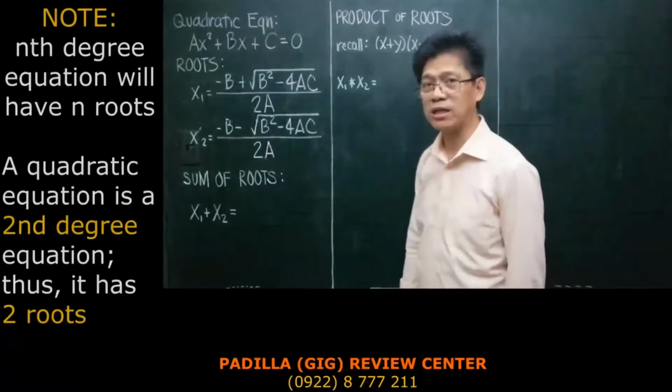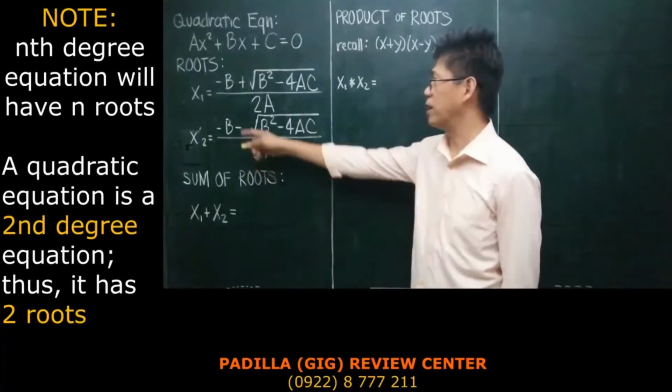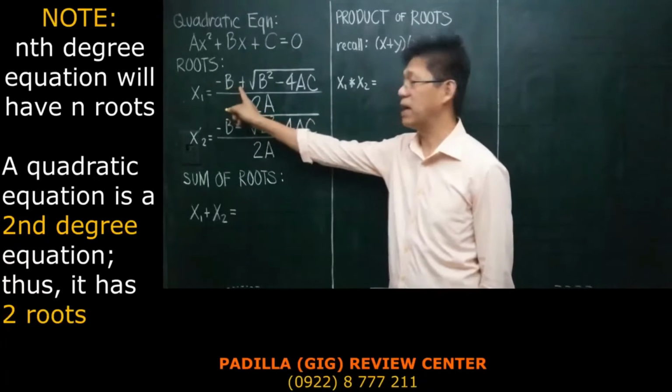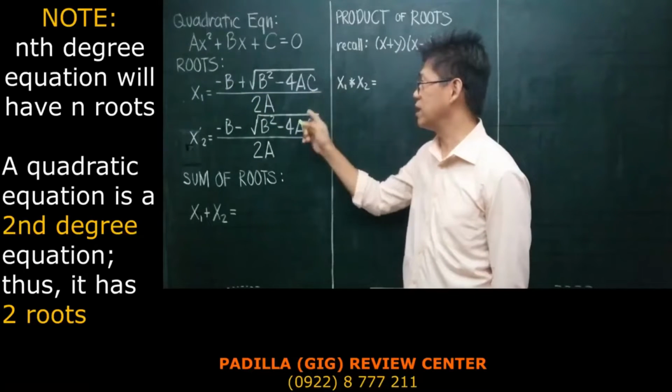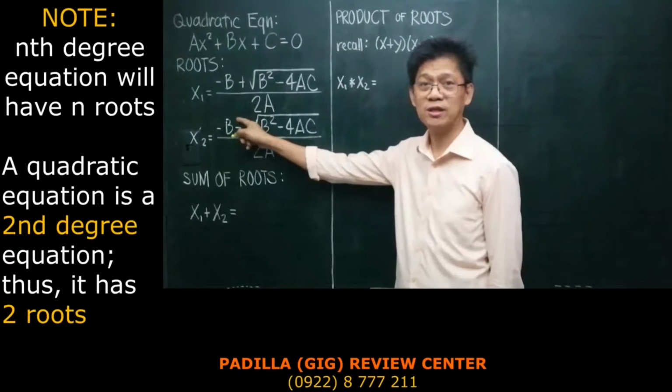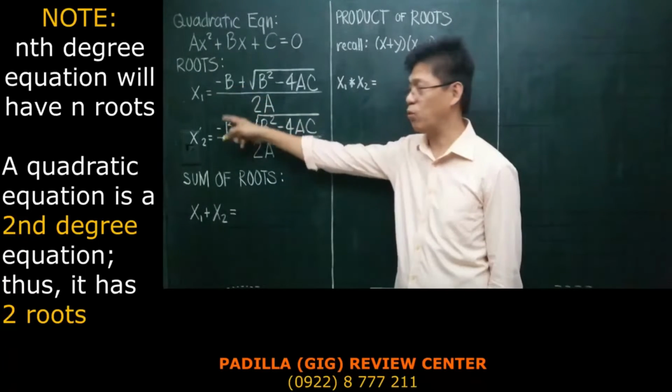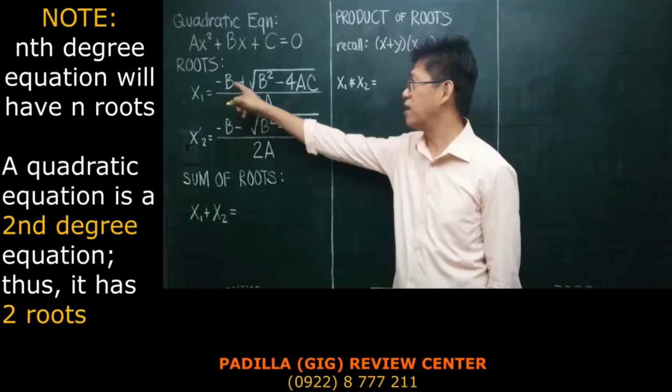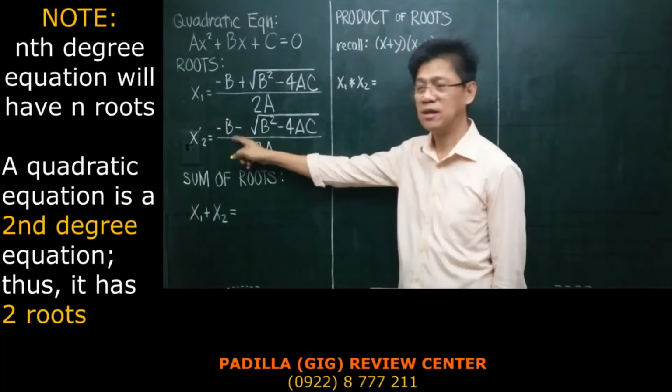Now, the roots of a quadratic equation based on the quadratic formula are minus b plus this quantity over 2a, and the other is minus. So the only difference between x1 and x2, the two roots, is this: this is plus, this is minus.